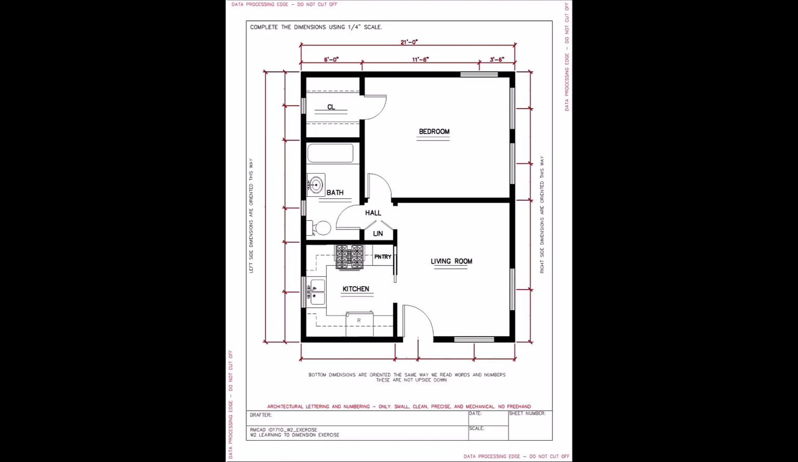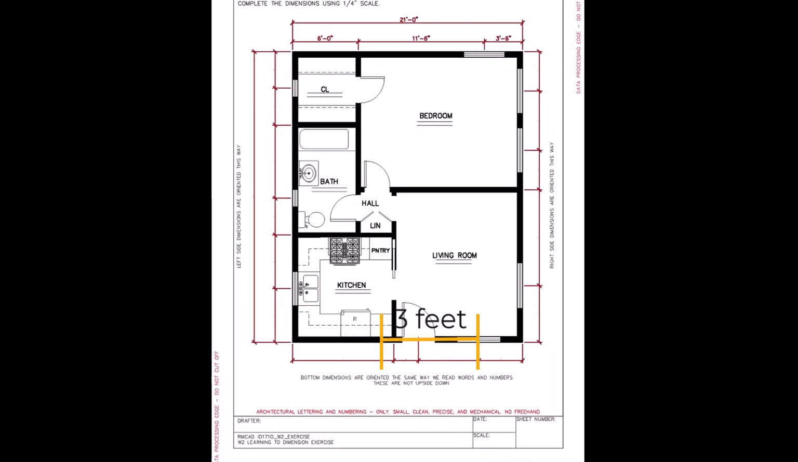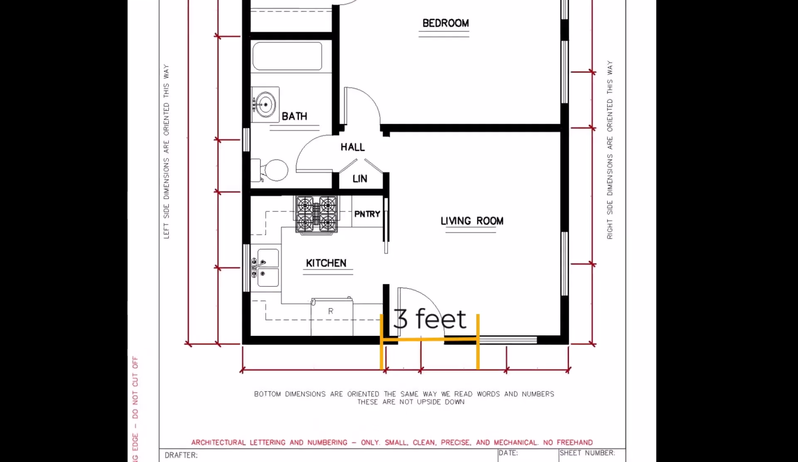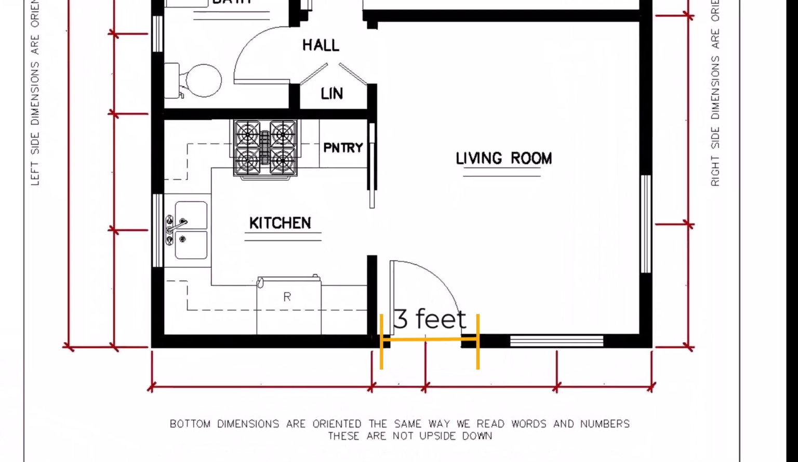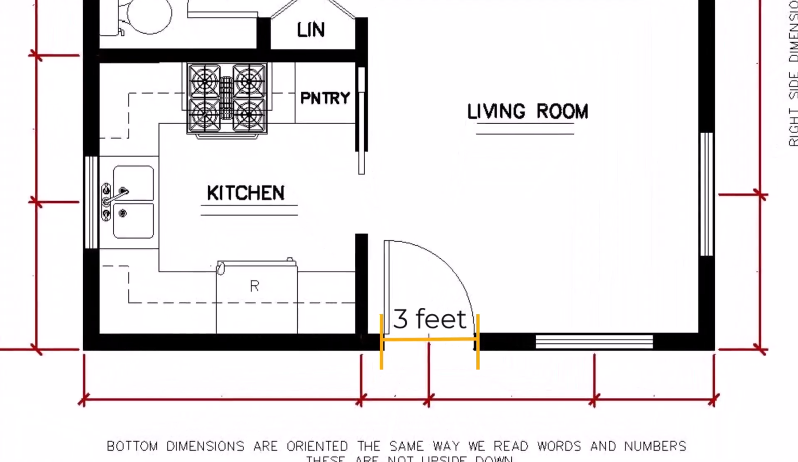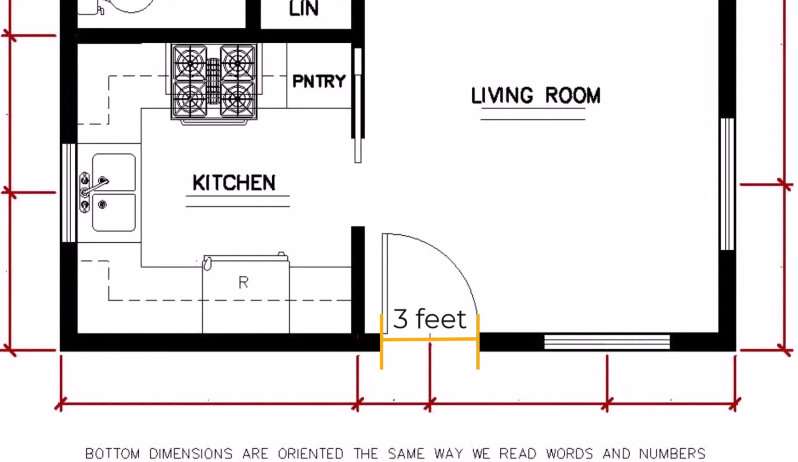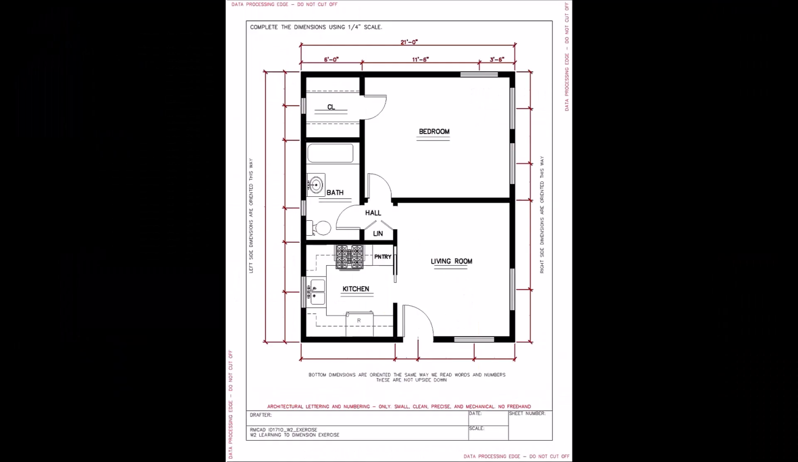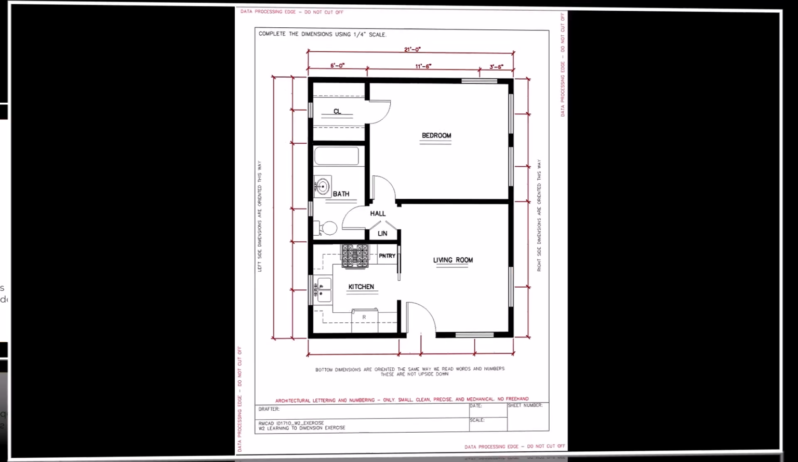Always check your exterior doors first. Exterior doors are almost always going to be 3 feet. Double doors are 6 feet. Try it in an 1/8 of an inch, try it in a 1/4 inch, 3/8 of an inch scale, and when your door is 3 feet, then that's the scale you're going to continue to use so that everything else measures up accordingly.